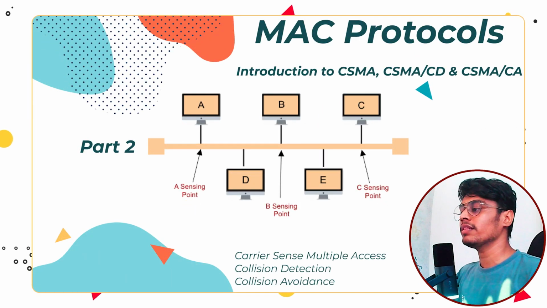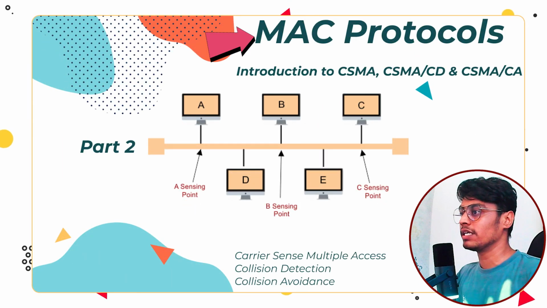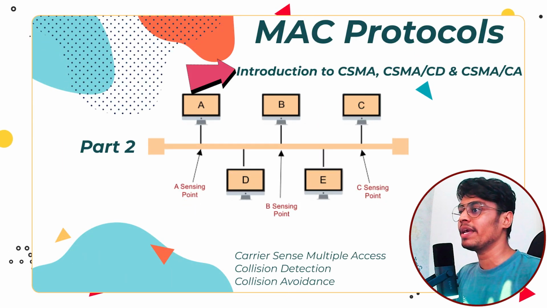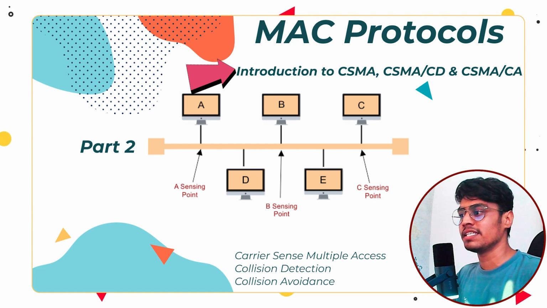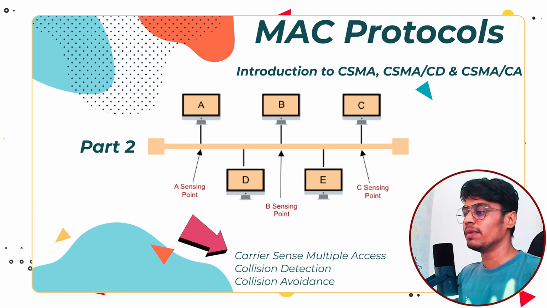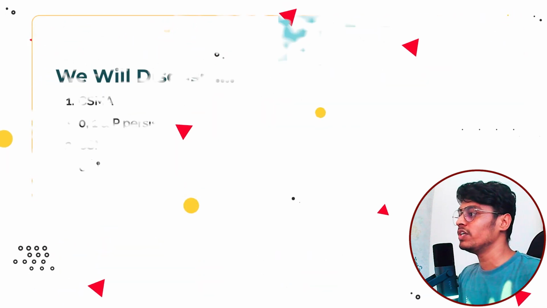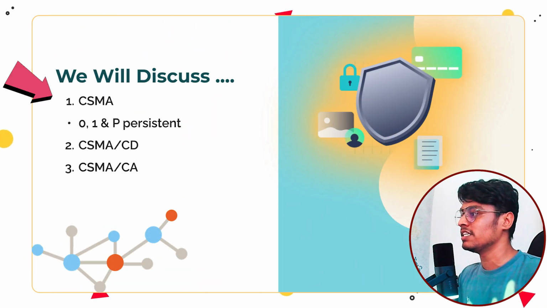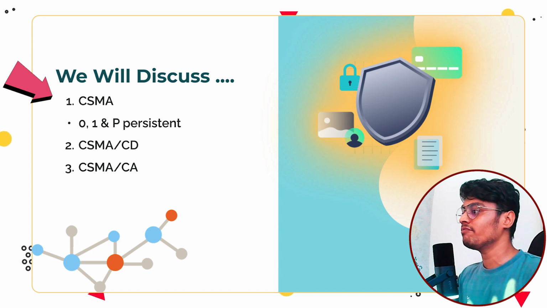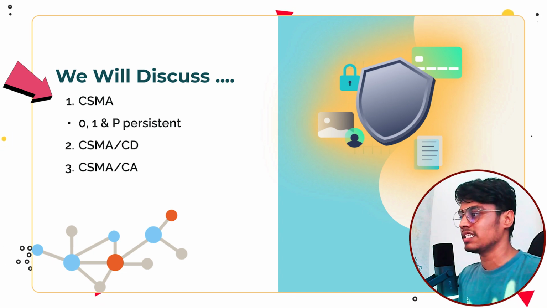Okay, so hello everyone. This is the second part of MAC protocols. In this video, we will cover CSMA, CSMA CD, and CSMA CA. What are these? Carrier sense multiple access, collision detection, and collision avoidance. In this video, we will discuss CSMA, and in CSMA, we will discuss 0, 1, and P persistent CSMA, and then we will discuss CSMA CD and CSMA CA.